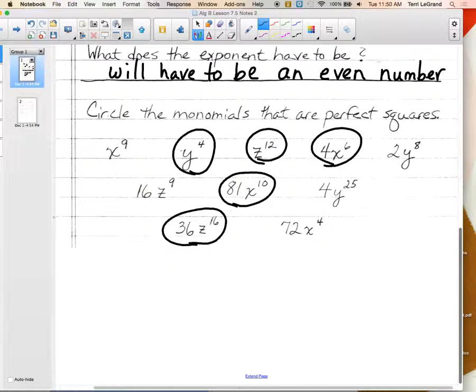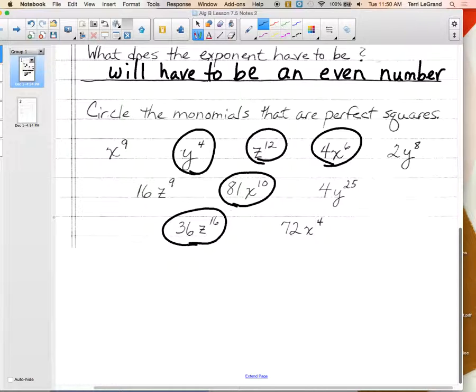How about x to the 9? Why isn't it? Cam says it's not. Why wouldn't it be? Exponent is an odd number. As soon as you see an odd number exponent, you say to yourself, I cannot take the square root of that. Okay, so that one shouldn't be circled.